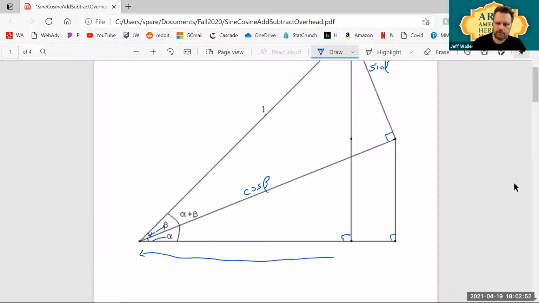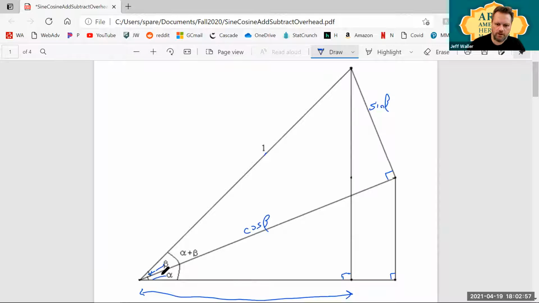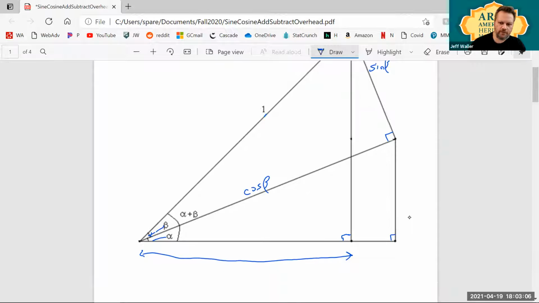This, because that's what I'm talking about. This kind of stonky little dude. Stonky? Stocky and stonks, I just put them together. I made it stonky. This will be cosine alpha plus beta.